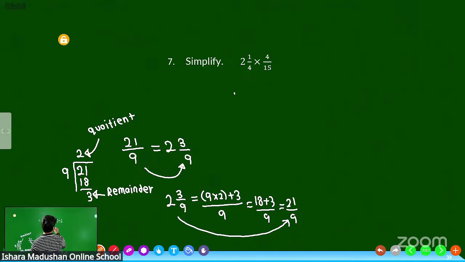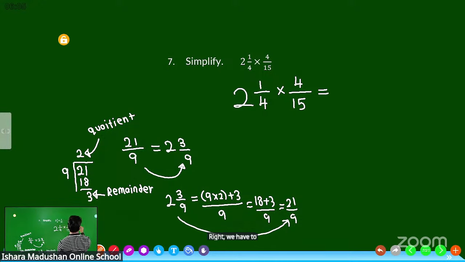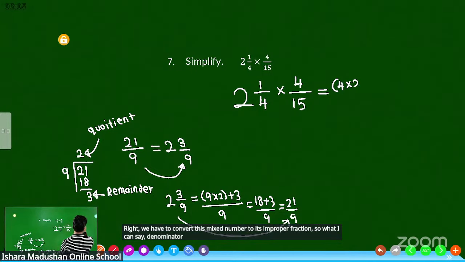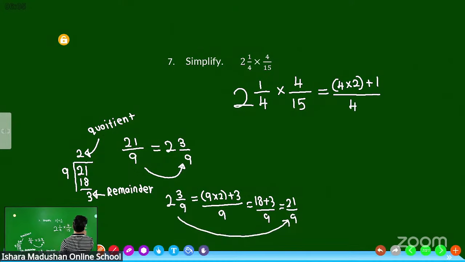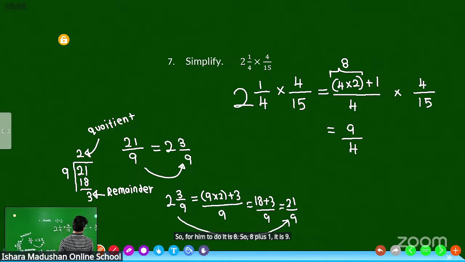Right. So here we have 2 1 over 4 into 4 over 15. We have to convert this mixed number to its improper fraction. So denominator into the whole number plus the numerator, over 4. We have to multiply that by 4 over 15. So 4 into 2 is 8, 8 plus 1 is 9. So 9 over 4 into 4 over 15.